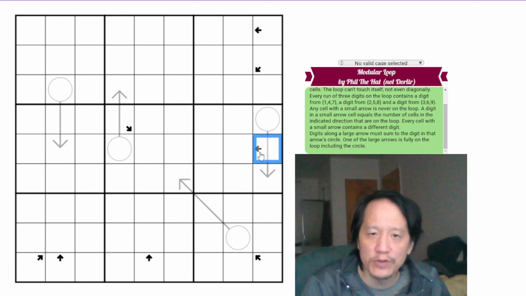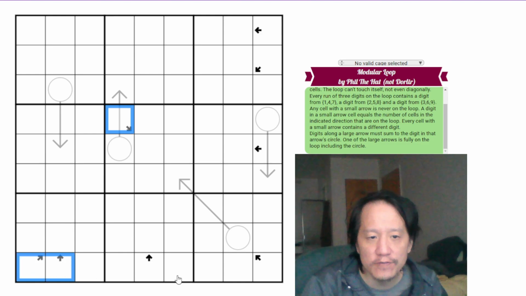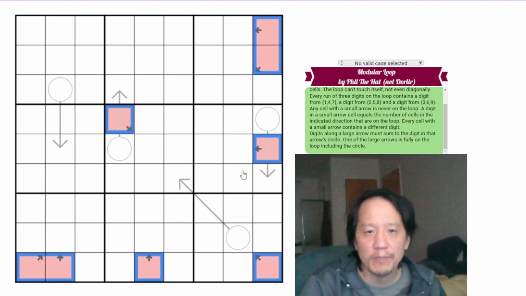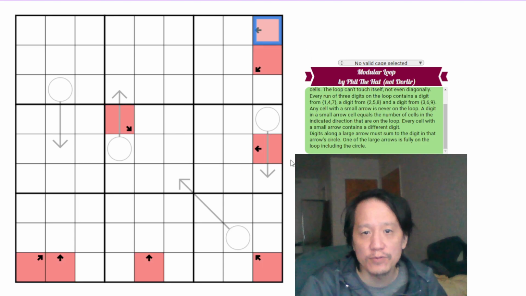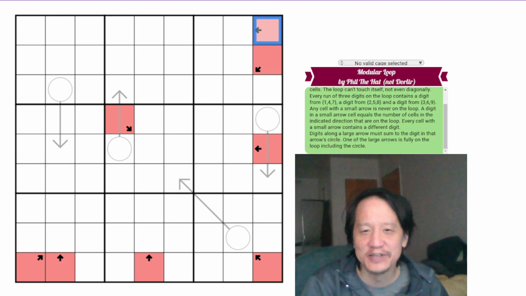And that's the same for all the arrows. Then you have the additional constraint that every cell with a small arrow contains a different digit. So all of these cells, let's make them red, must contain a different digit. If this were a 3, there could not be a 3 in any of the other red cells.